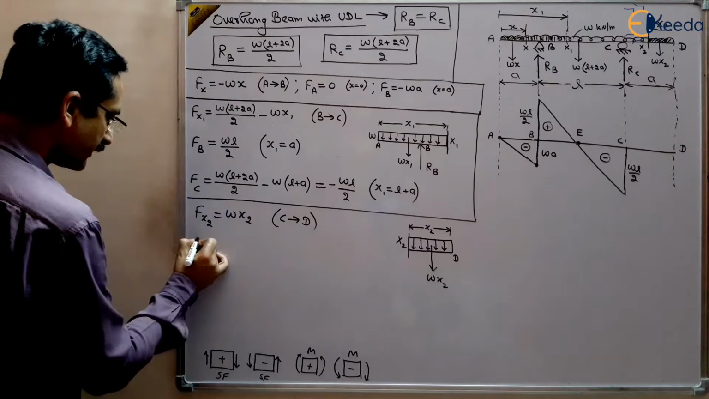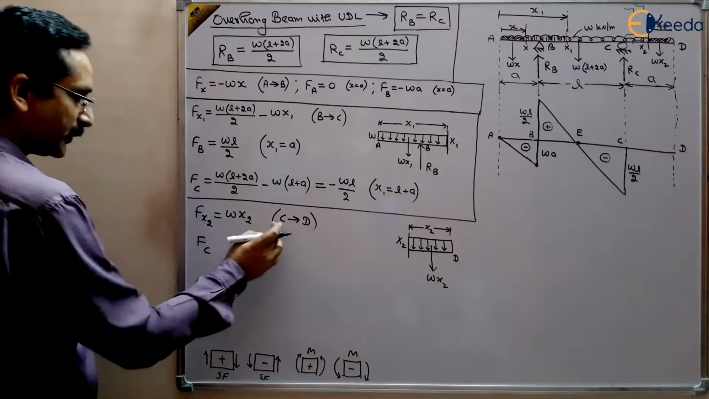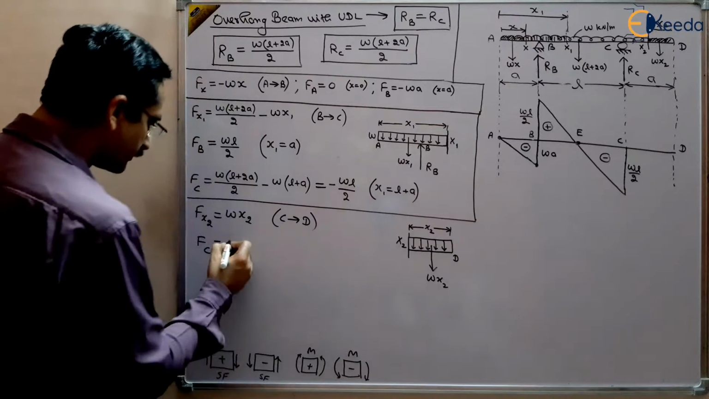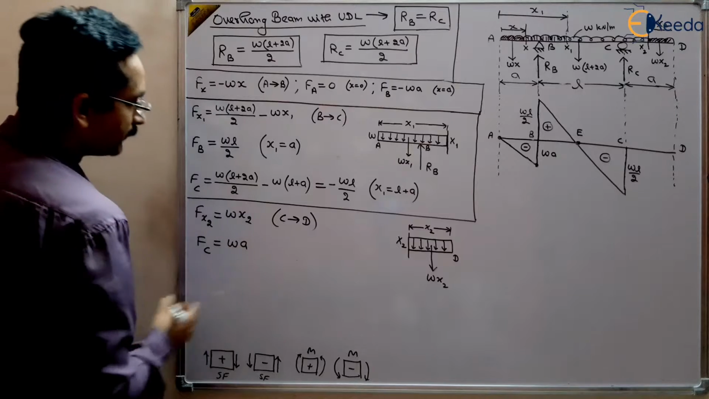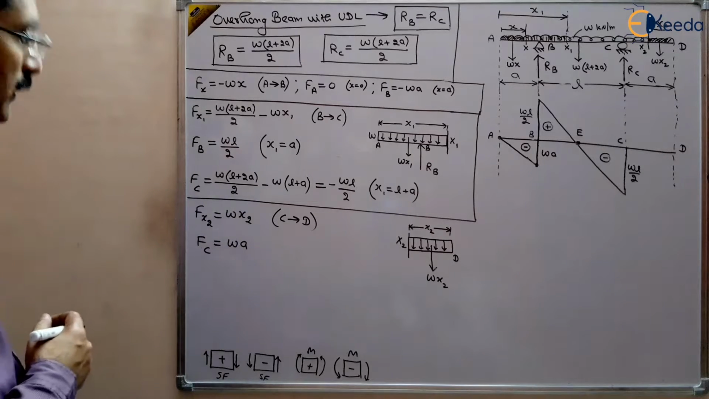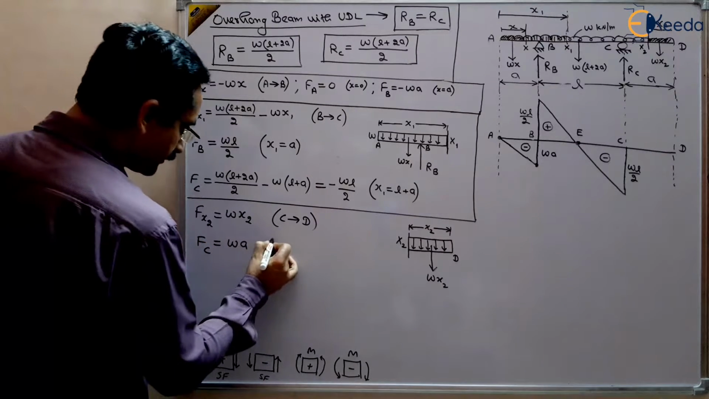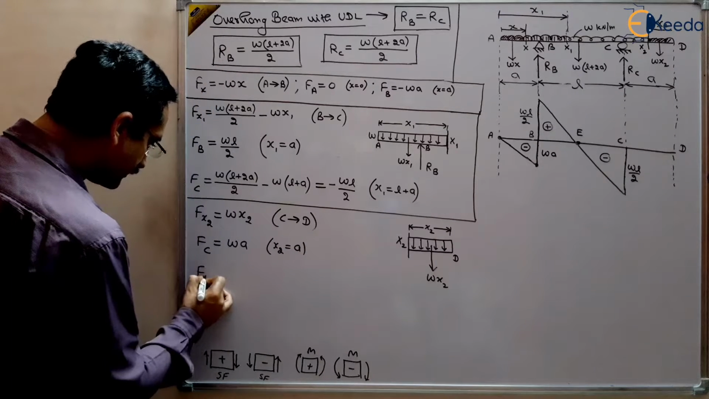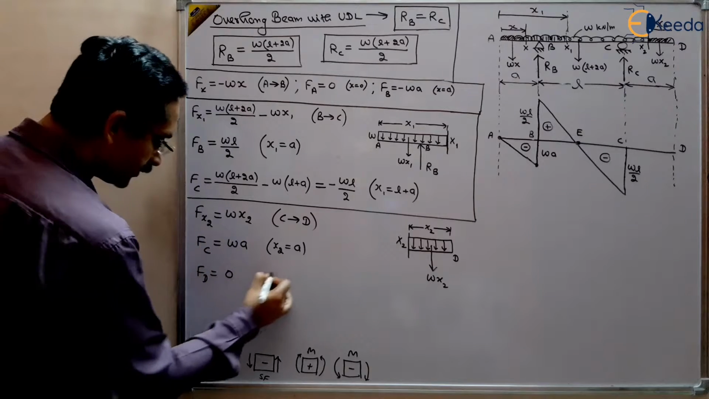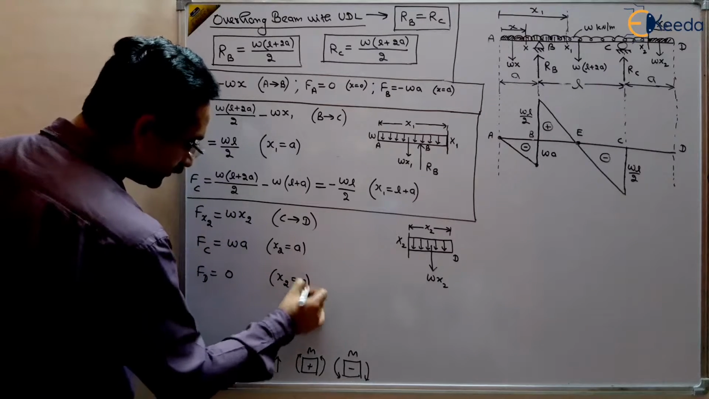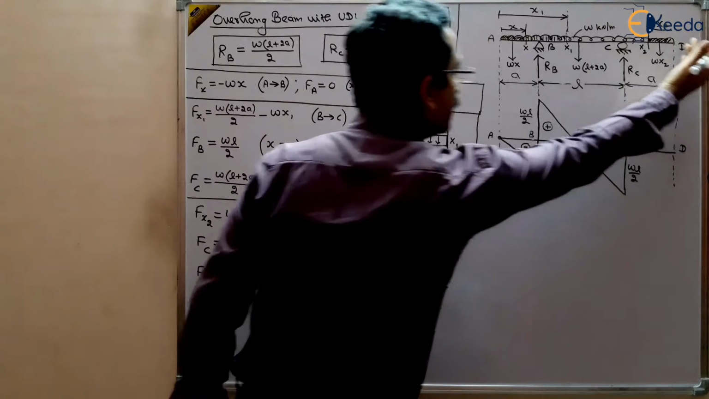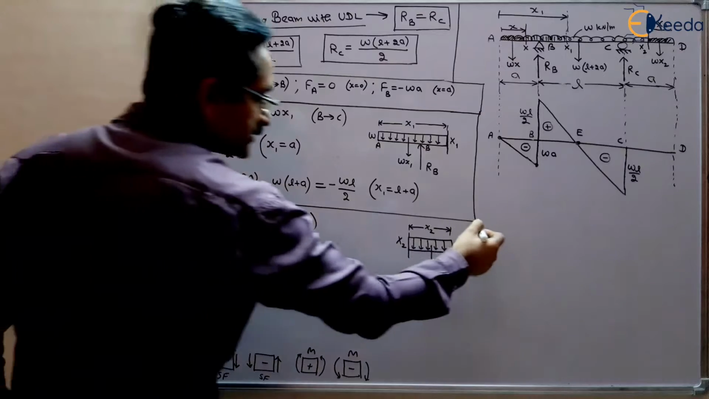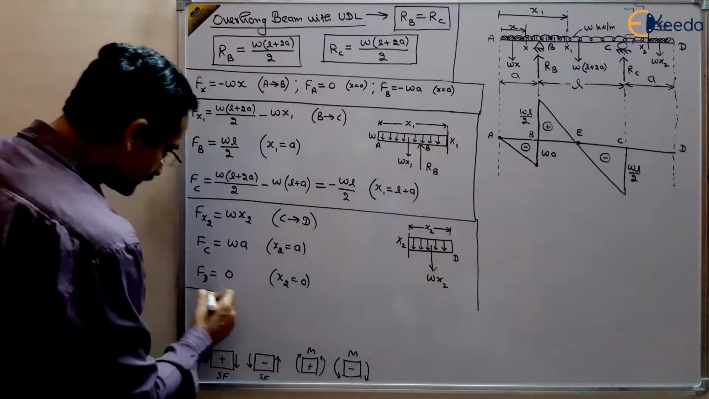Then what is the force at the peak points like FC? At FC, x2 will be A. So you can put here A, you will get WA, right? Because x2 is now A. And what is FD? That is equal to 0, because x2 is 0, because we are taking x2 from that point, D point, towards my side, right? So this is the shear force between C and D.